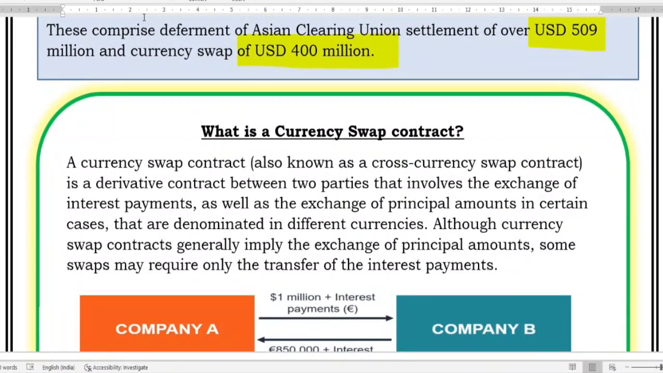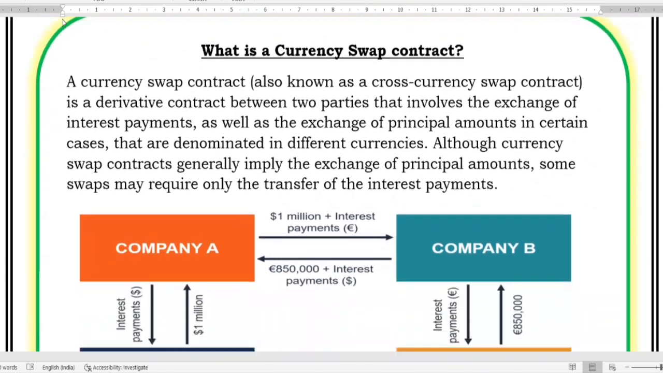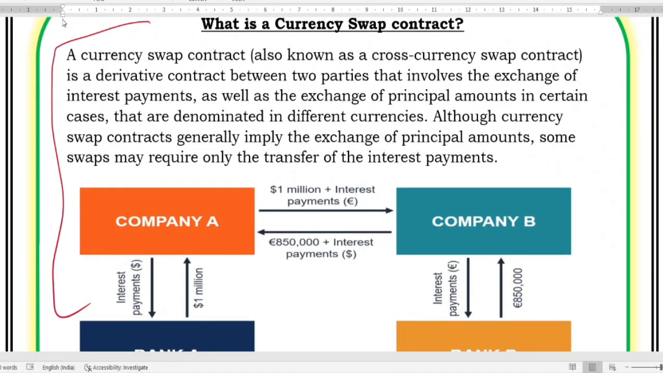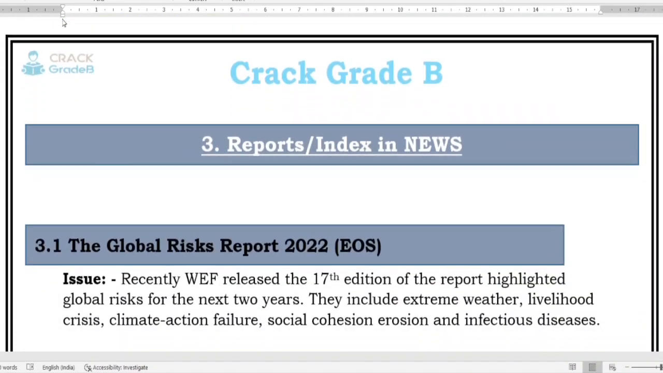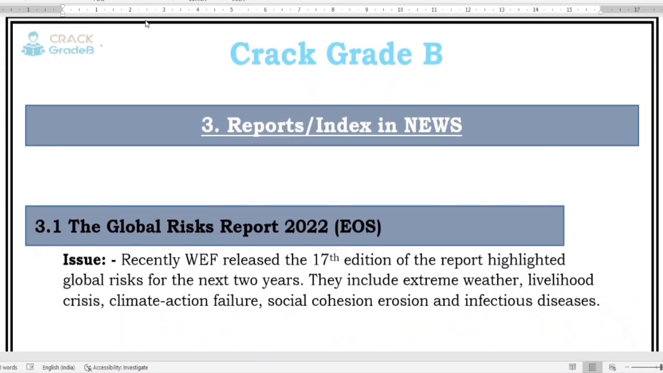Okay, what is currency swap? So this is an old concept, you already know, but still, if you have forgotten or if you want to go through it, just go through the material we have put, that would be enough. Okay, let's move to reports and indexes in news.